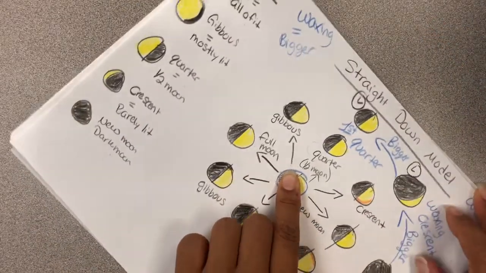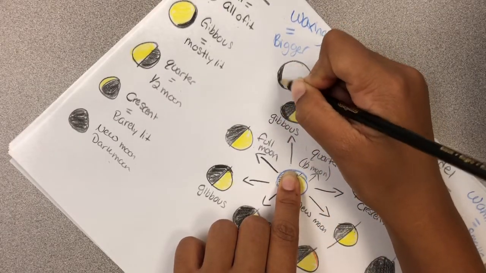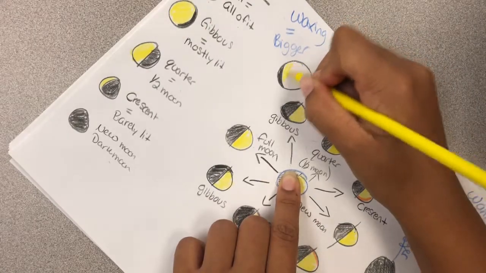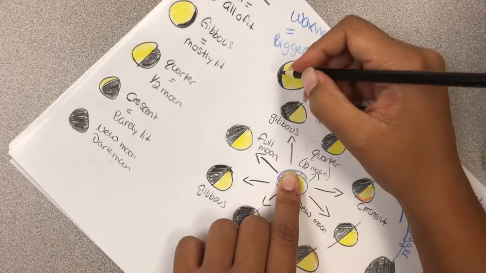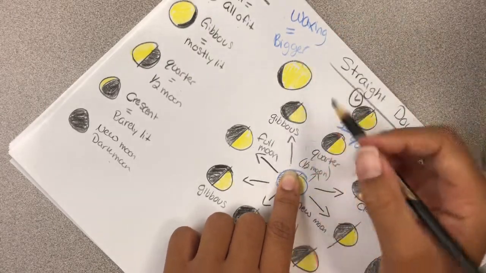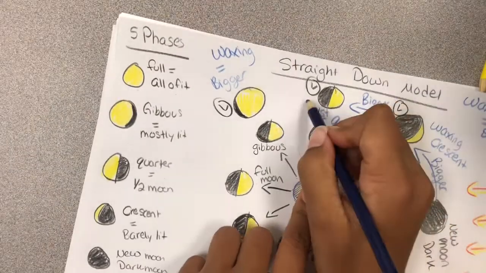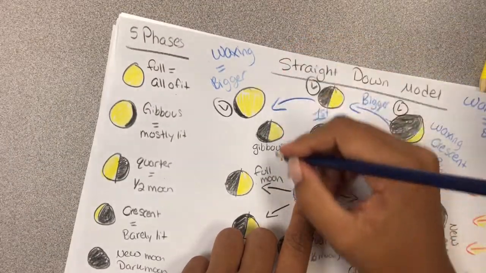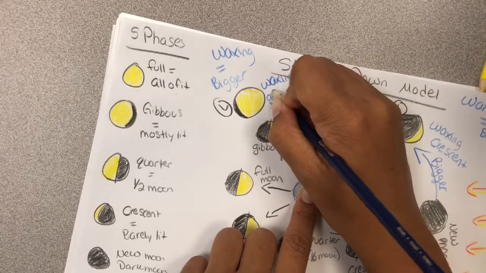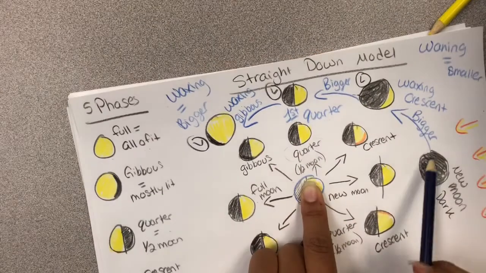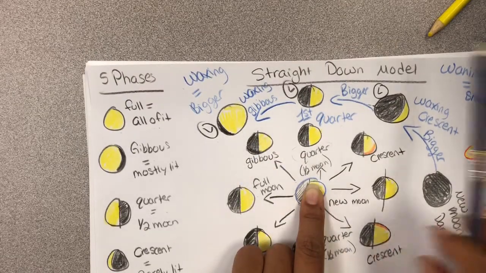Now from this perspective, when we look into the sky, this is what we see. We see most of the moon, but there is still some dark part right here. There's a little bit that's shaded, but we can see most of the moon. The left side of the moon is dark here, but we are still getting bigger. So we would have waxing gibbous. The moon is still getting bigger. So we have waxing gibbous. And the left side of the moon is dark.